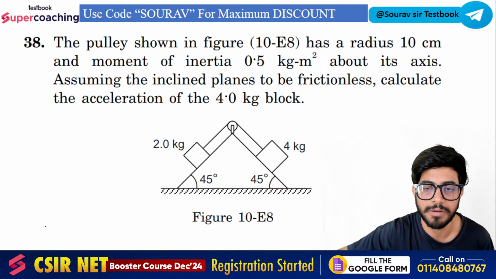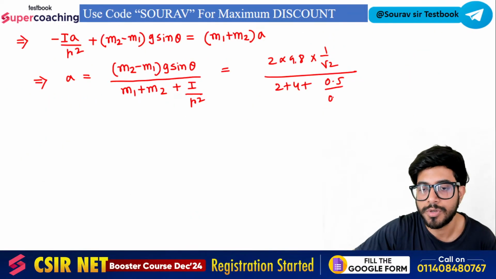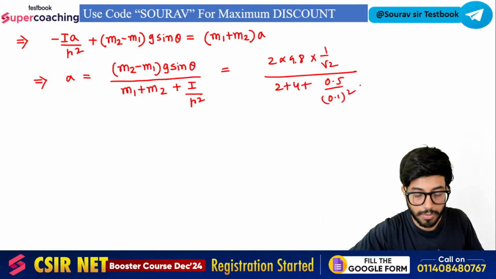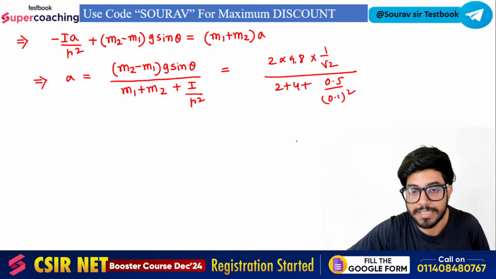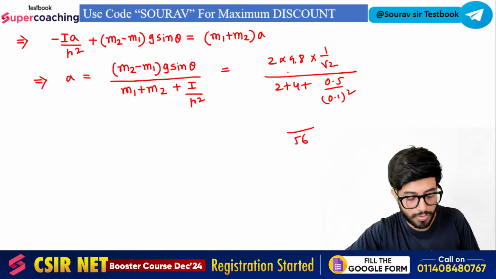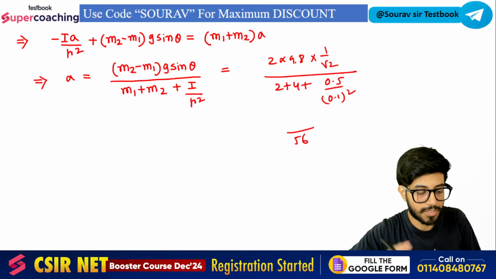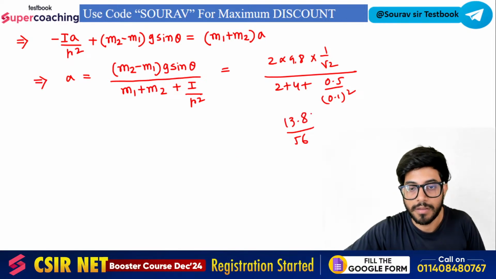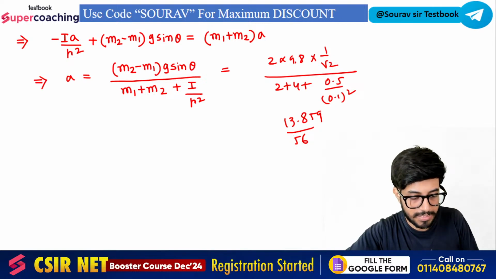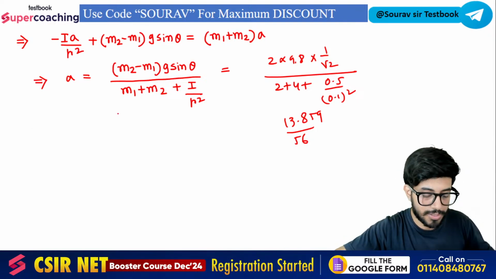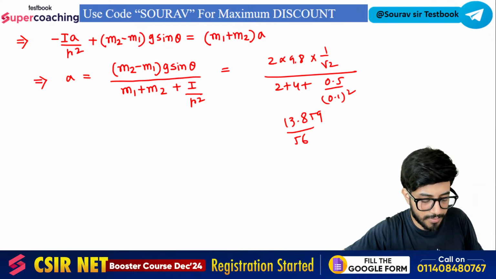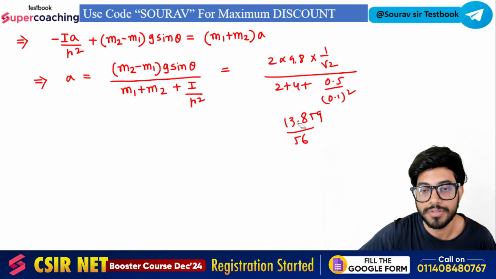What is the radius of the pulley? It's 10 centimeter, 0.1 meter. So 0.1 square, whatever I'm getting inverse, whatever I'm getting multiplied by 0.5. That is 50. 50 plus 6, 56, on top 2 into 9.8, whatever I'm getting divided by root 2. So it's 13.859. And you are getting divided by 56, that is 0.247. 0.247 means basically 0.25. So this thing should be equal to 0.25.